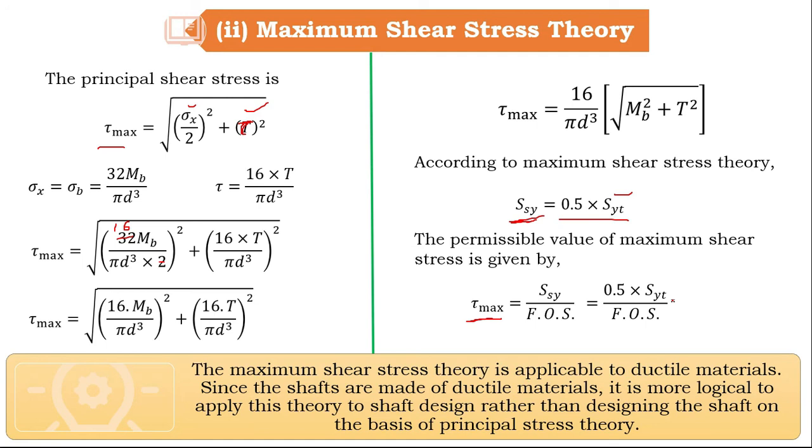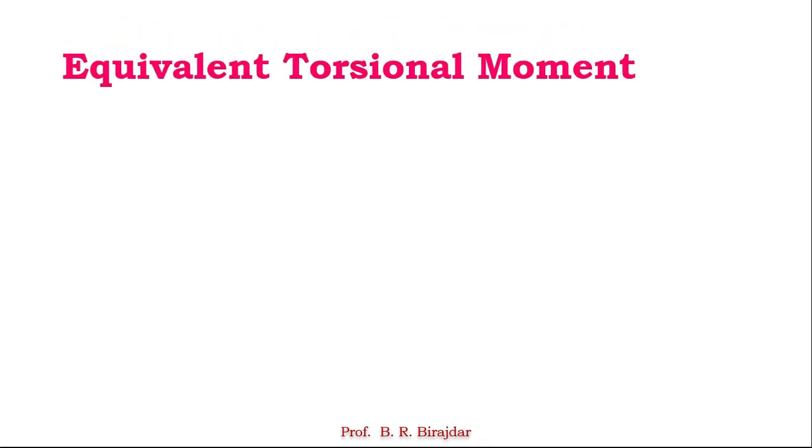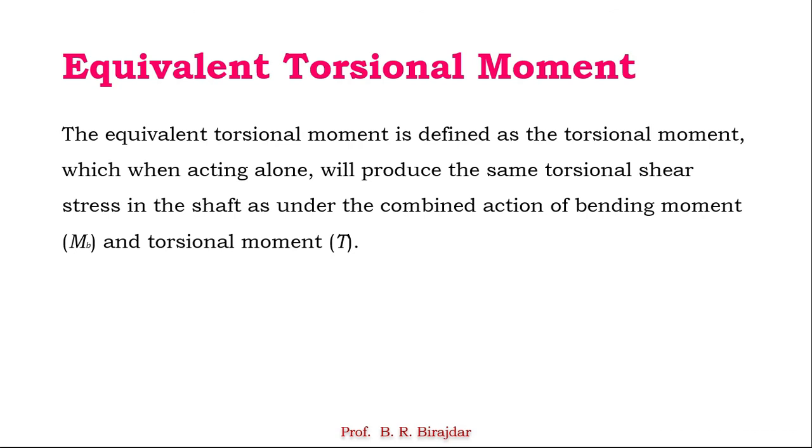So again, here is one term, the equivalent torsional moment, which we can say is similar to what we said before, where we are combining the standard case and the combined effect. So what is it? The equivalent torsional moment is defined as the torsional moment which, when acting alone, will produce the same torsional shear stress in the shaft as when it is under the combination of the bending moment and the torsional moment, right?